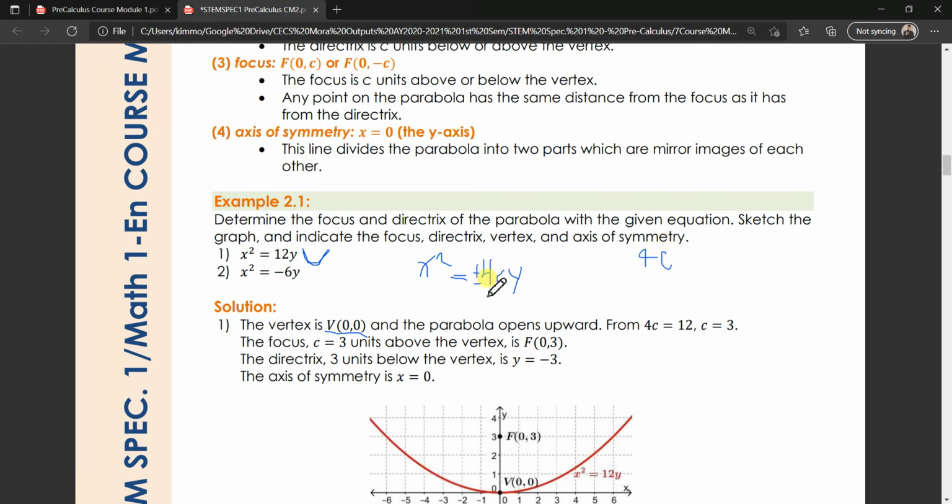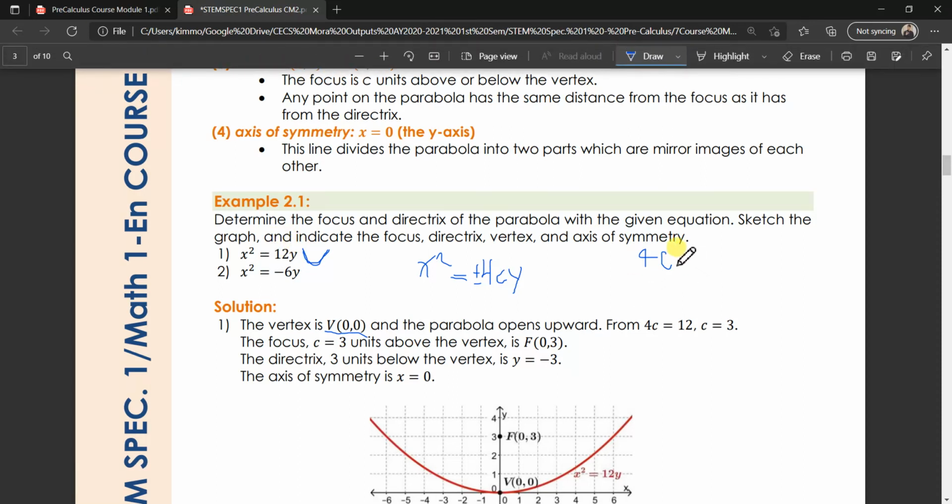Then from 4C, diba, natay 4C, dere, 4C. So si 4C, mo din na ato ang 12, diba? So that's why we are going to equate that by 12. Kaya ang tapad ni 4C kay si Y. So tapad ni 12 kay si Y. So gi-equate nato siya, then just divide both side of the equation by 4. So we have our C equal to 12 divided by 4, that is equal to 3. So si C daw is equal to 3.